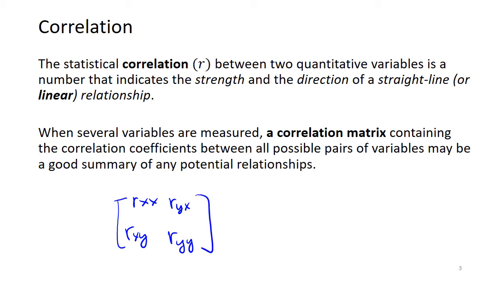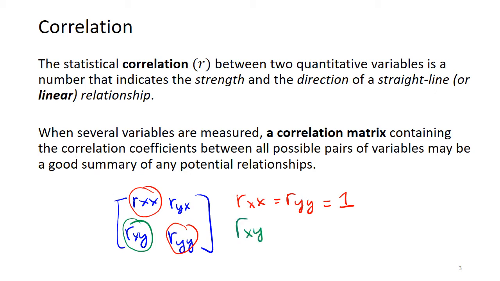A diagonal value shows the correlation of a variable with itself. So it's always 1. An off-diagonal value shows the correlation between two variables. The correlation of x and y is equal to the correlation of y and x. So it is a symmetrical matrix.